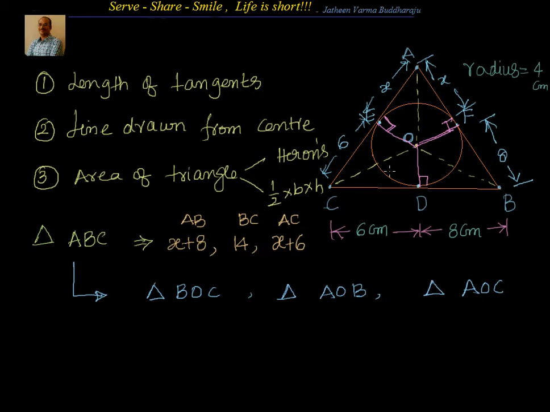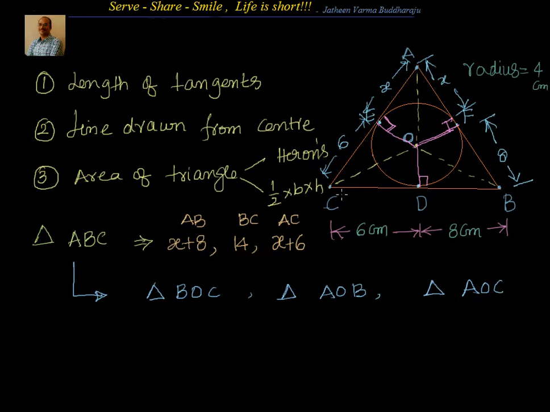So what's the approach here? We will find the area using half into base into height by dividing the given triangle into three triangles as we have done: BOC, AOB, AOC. And also we will leverage Heron's formula because we know the sides of the triangle. We will equate the areas found by both methods so that we can find the value of x. So that's the approach we want to follow. So let's go ahead and find each area.